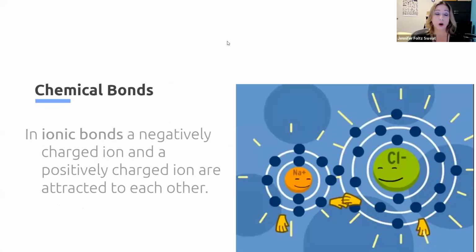Now we are going to move on into ionic bonds. Now, covalent bonds, the atoms are sharing electrons. In ionic bonds, they are not sharing electrons. What happens in an ionic bond is 2 ions are formed and then they are attracted to each other. We're going to go to the whiteboard again so that I can explain what an ion is.